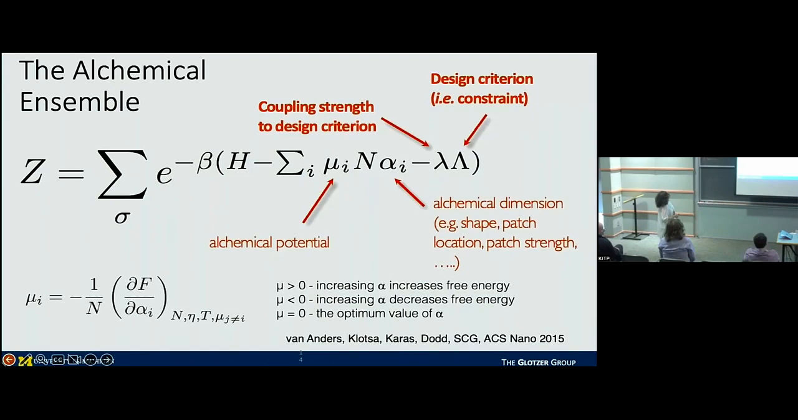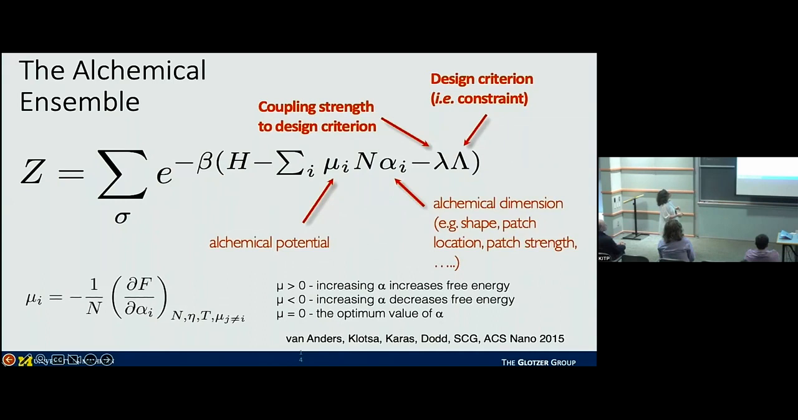So you could simulate an alchemical ensemble, right? Treat the particle attributes as thermodynamic variables that are coupled to some appropriate chemical potential, which we call an alchemical potential, which of course you get in the usual way from the derivative of the free energy with respect to whatever that variable is. And that alchemical dimension can be the shape of the particle. You can have patches and you could move the patches around or change their strength or their size or whatever you want.